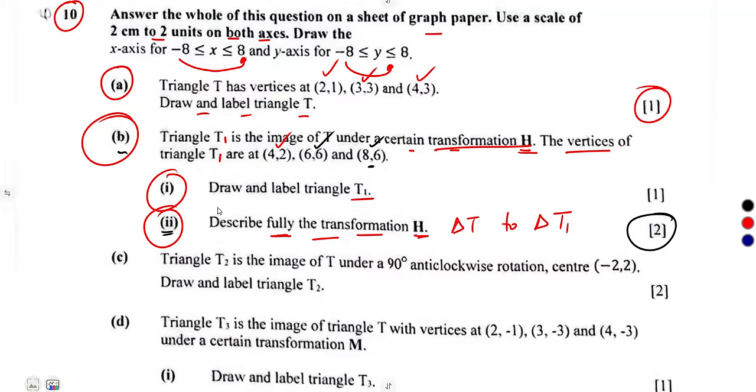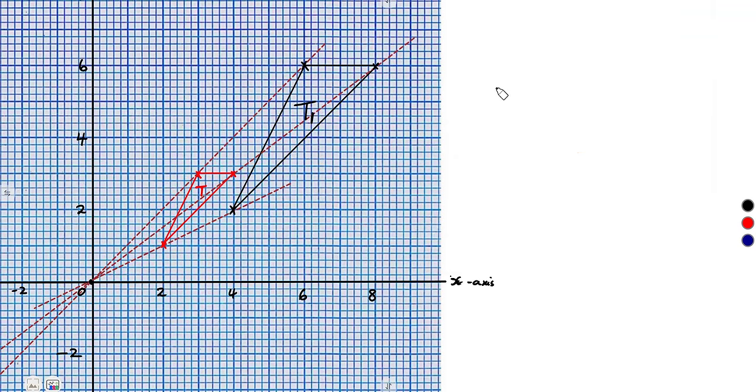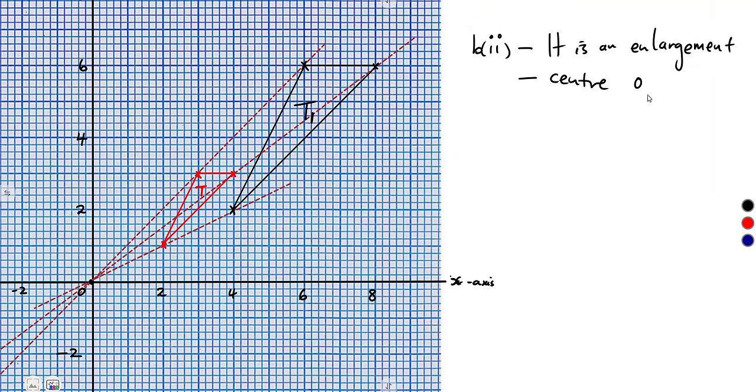That's B item 2. All right, we are going to describe B item 2. So we describe fully the name of the transformation. We saw that it's going to be an enlargement. The center is where those lines met, they met at this point, the origin. So that's our center of enlargement, center about the origin, or center (0, 0) like this.